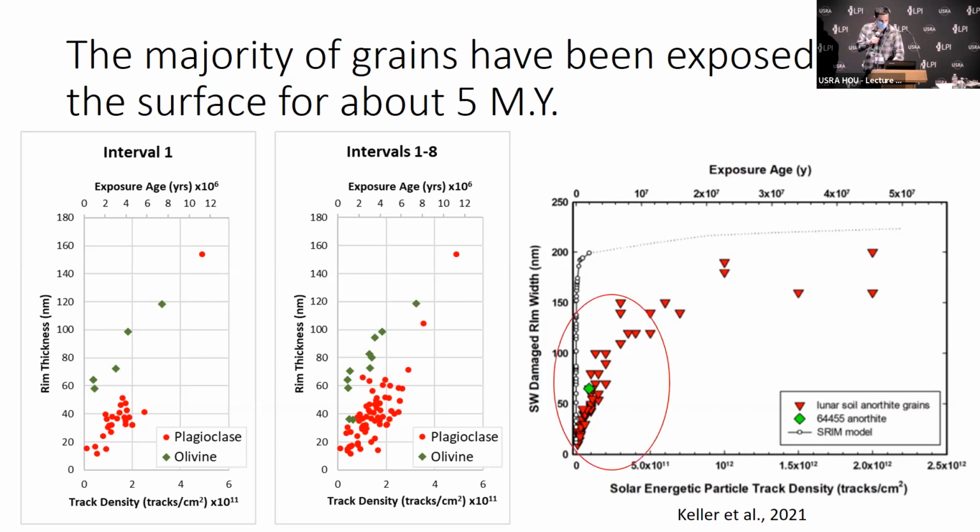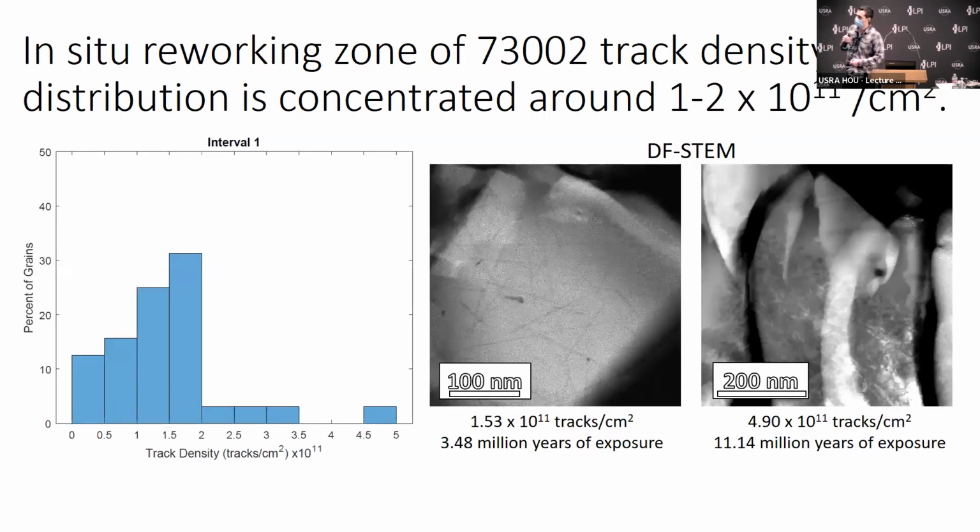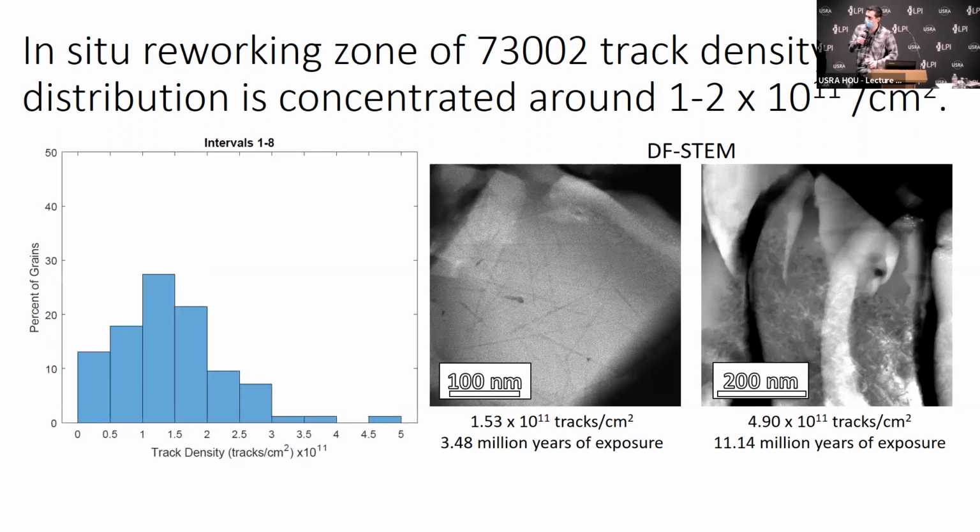So a different way to look at this is through a histogram. This is a histogram of interval 1. So we have the vast majority of grains concentrated around 1 to 2 times 10 to the 11 tracks per centimeter squared, which is about 4 to 5 million years worth of exposure. And then when we compare that to all the intervals together, we see a similar trend, again, a 4 to 5 million year exposure age peak here. And then grains of higher densities becoming more and more rare.